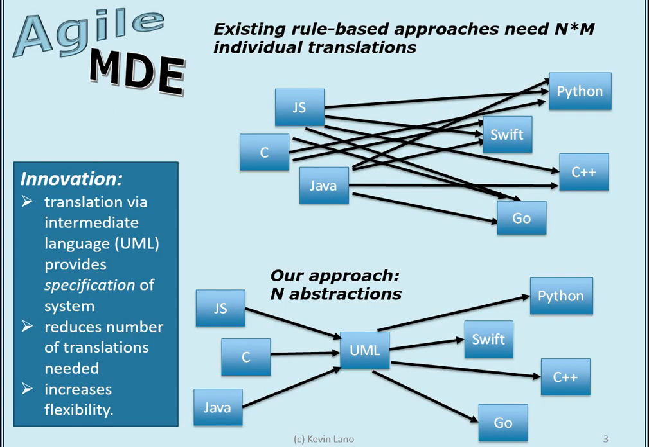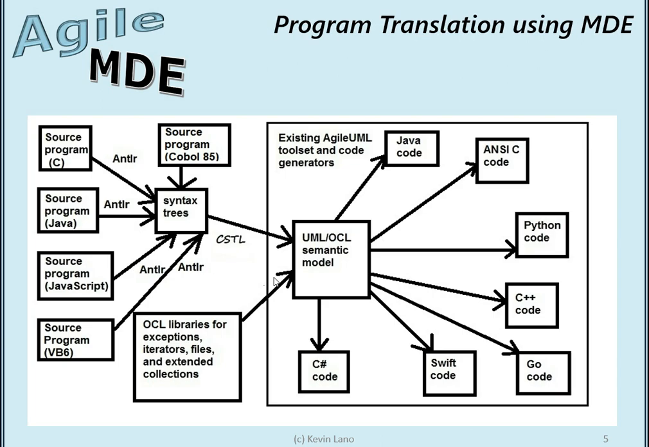What this means is that we can handle multiple input languages and multiple target languages without having to write individual translations between each pair of languages, so that the main work goes into writing an abstraction for different languages. And so far we have 5 source languages ranging from COBOL to C.